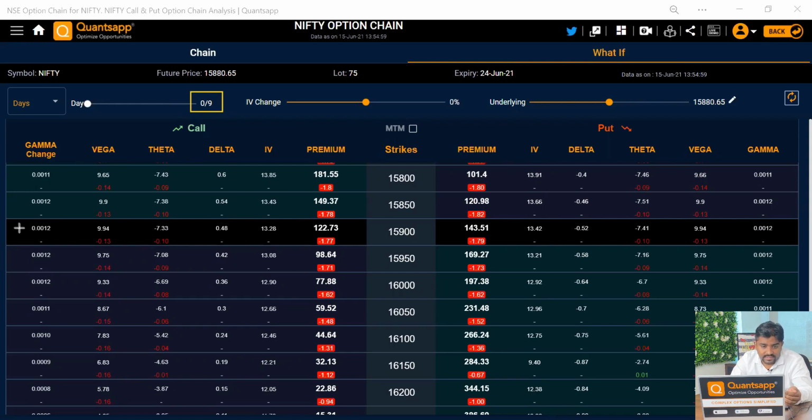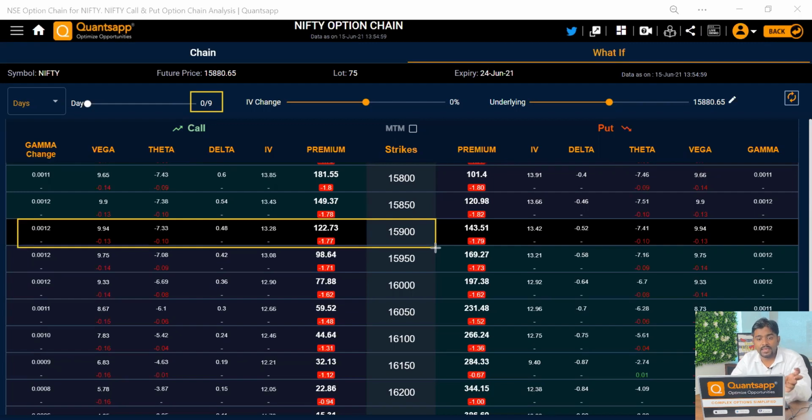Now let's take this example again. In the previous example, when we were talking about delta, we kept days and IV constant. That means we are not considering the change in days and IV. Here we are considering the case of theta, so we will keep IV and price constant to see the effect of theta. Theta is basically related to the passage of time.